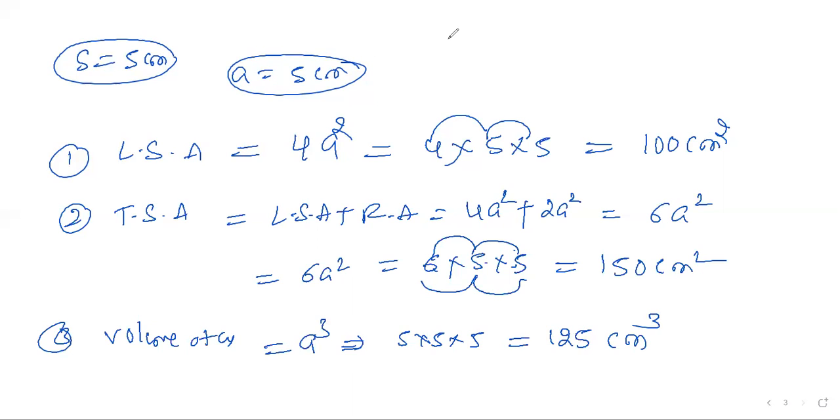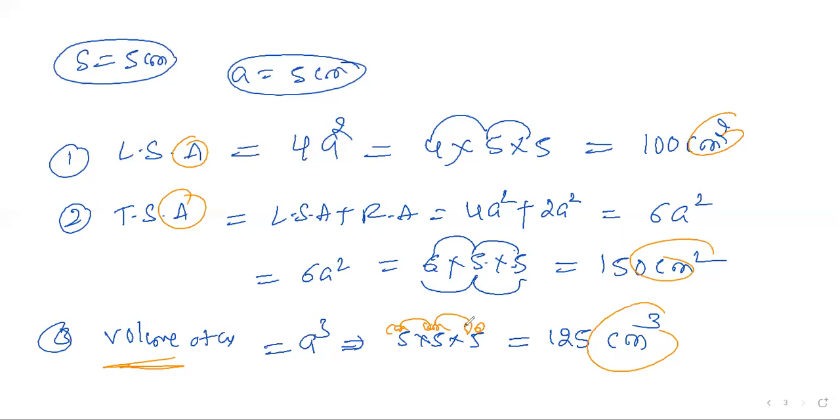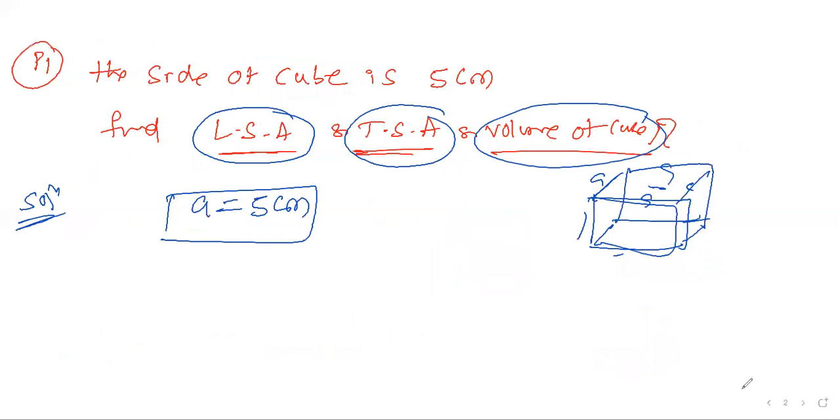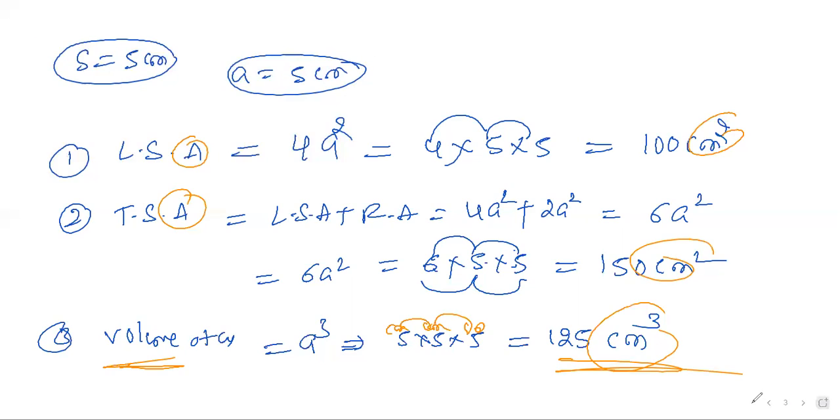Please remember, area units are always centimeter square. Volume units are always centimeter cube, because you multiply centimeter into centimeter into centimeter: centimeter square into centimeter gives centimeter cube. Volume is always centimeter cube or meter cube, depending on what they mention. This is the problem about the cube. Once you remember the formulas, you can easily understand. Now the cube is clear. Let us move to problem number 2.